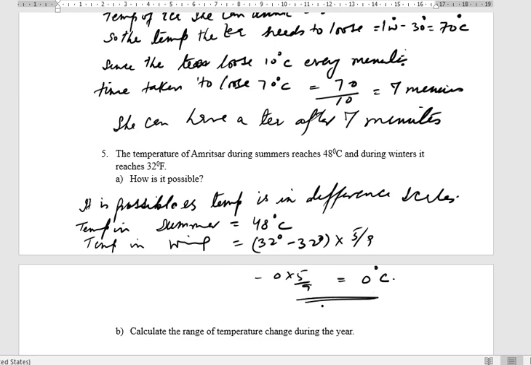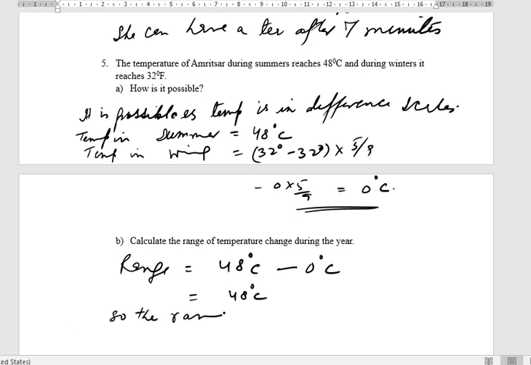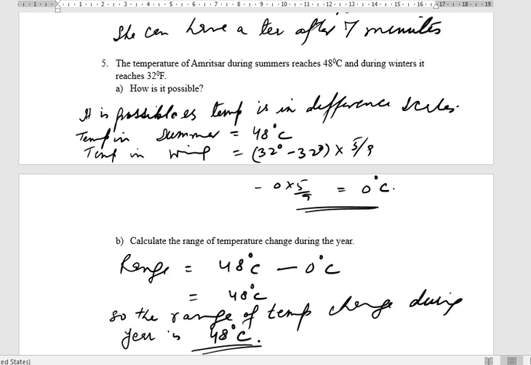Calculate the range of temperature during the year. So we have to find out the difference. So range is what? 48 degrees Celsius was in summers and 0 degree in winter. So this is the range. So it equals 48 degree Celsius. So the range of temperature change during the year is 48 degree Celsius. I hope it is clear.